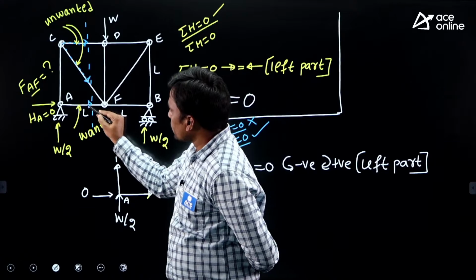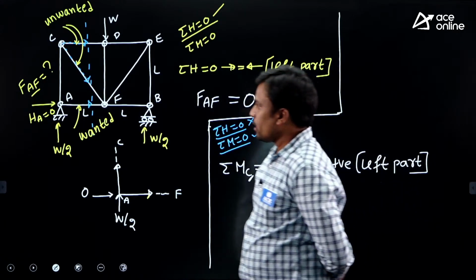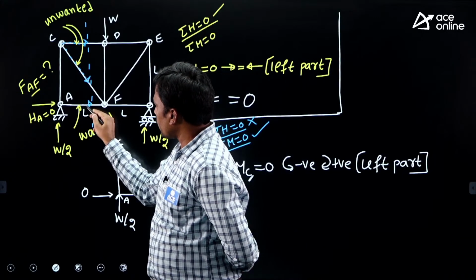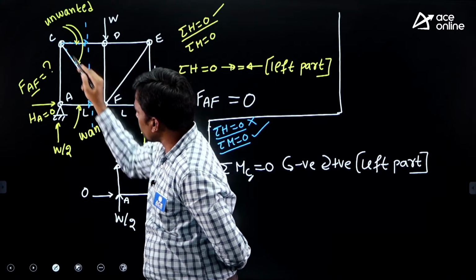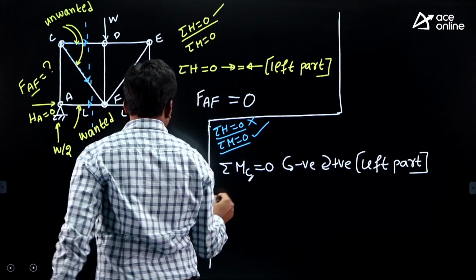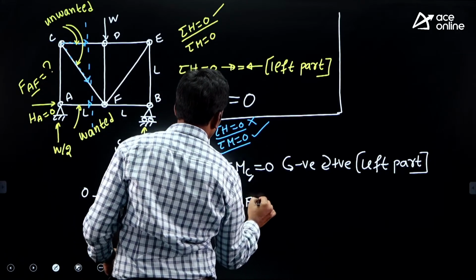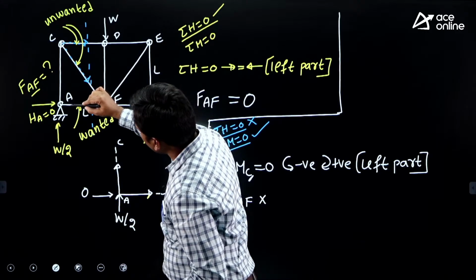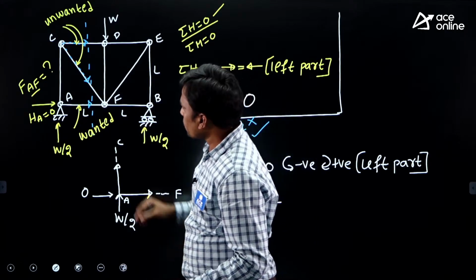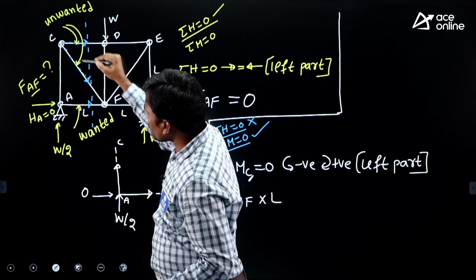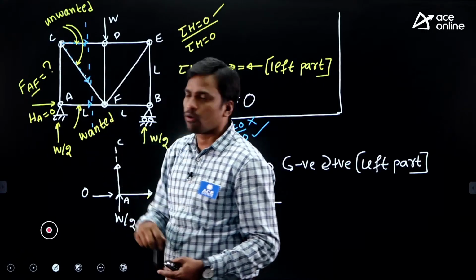In the left part, the target is which joint? C, right? Now tell me, this wanted member, toward the joint C, is it clockwise or anti-clockwise? Toward the joint C, this wanted member is anti-clockwise, right? Then minus force in member AF. Then what is the perpendicular distance from A to C? It is length L. Then unwanted members will not develop moment because the line of action of unwanted members meets at C only.